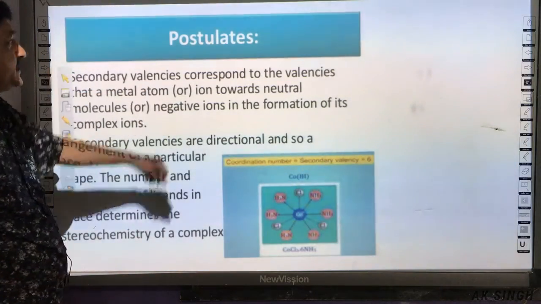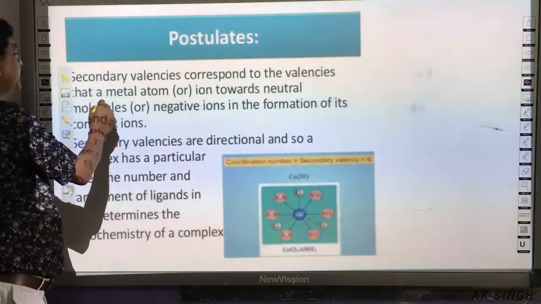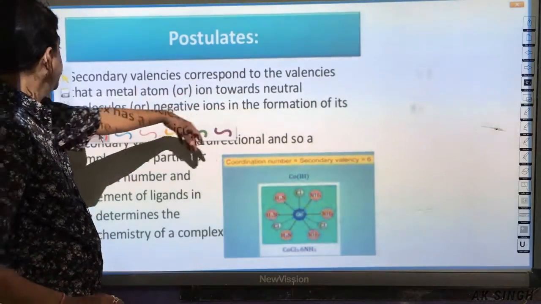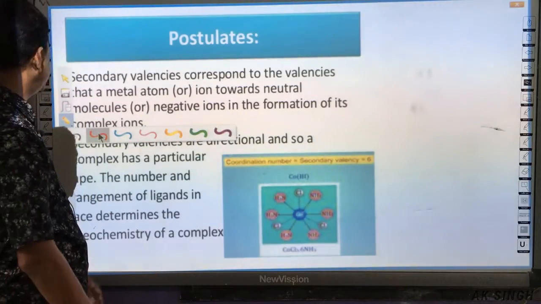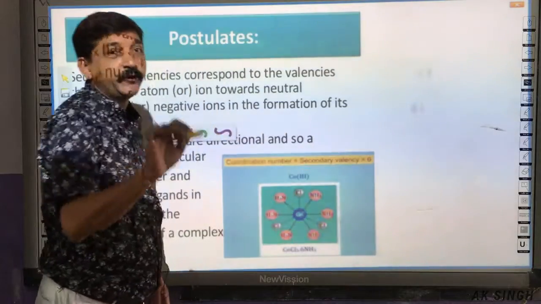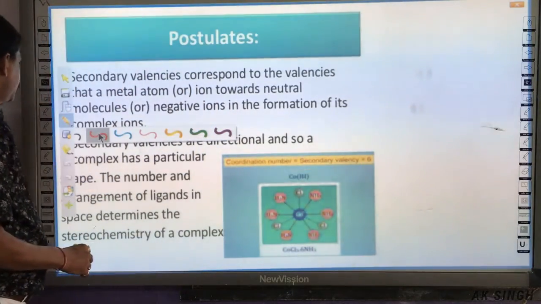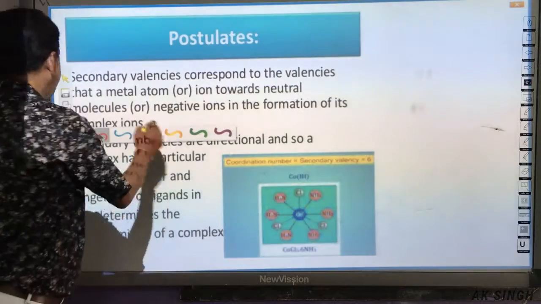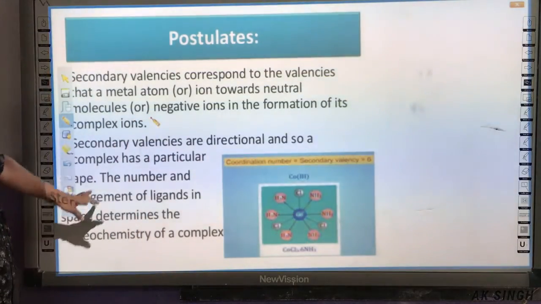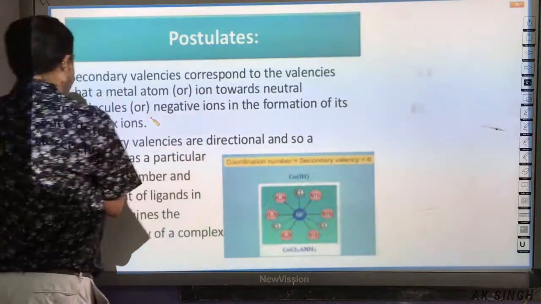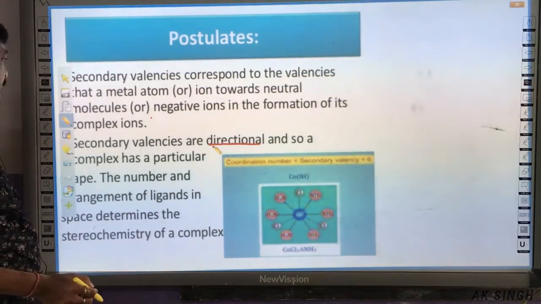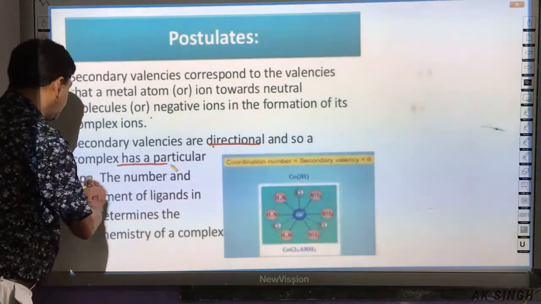Secondary valencies correspond to the valencies that a metal atom orients towards neutral molecules or negative ions in the formation of the complex ion. In this example, cobalt is attached to 6 NH3, the neutral ligands. Secondary valencies are directional, this is important. So, the complex has a particular shape.